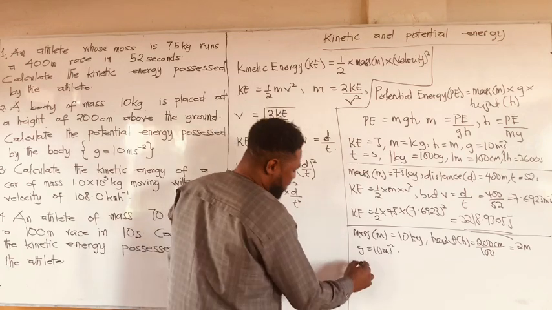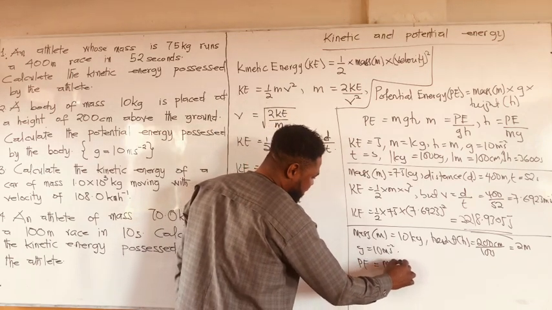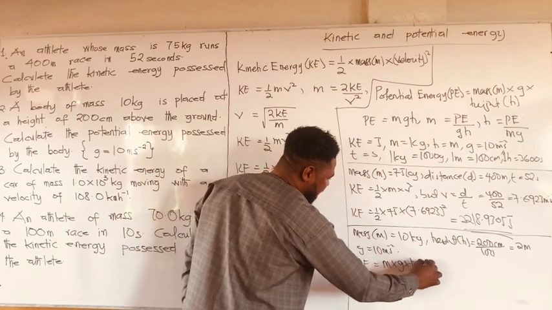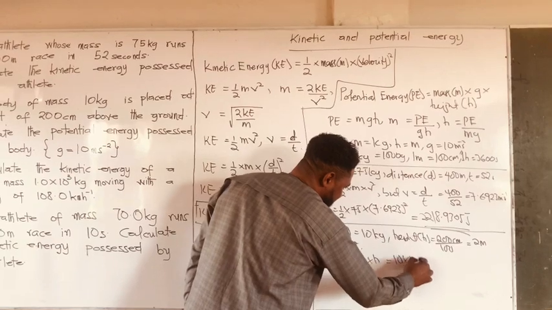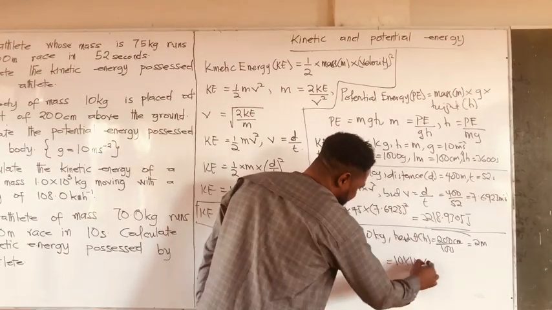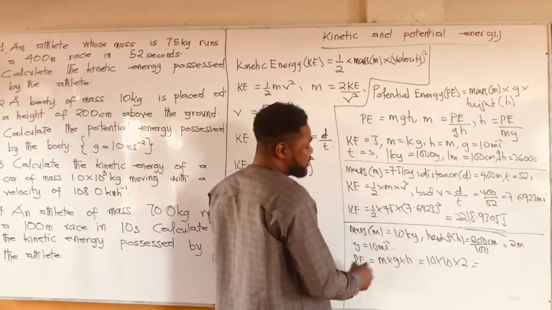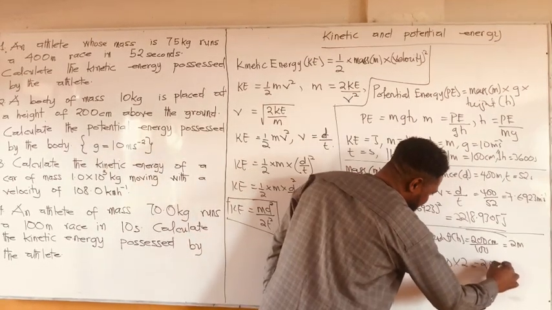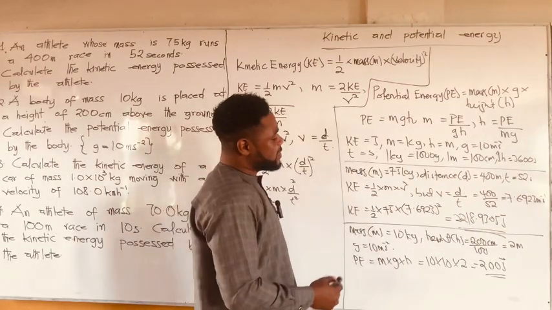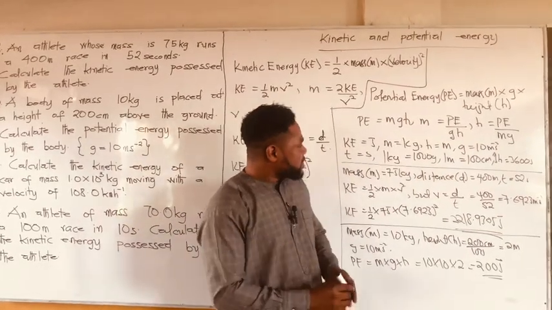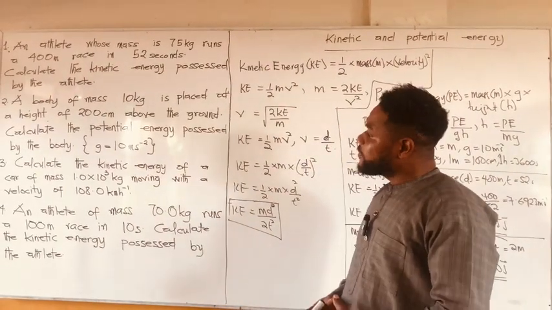So here, our potential energy is equal to mass of the body times gravity times height. So we fix our mass, 10, times gravity, which is 10, times our height, which is 2. And when we multiply this, we are going to get 200 joules. Don't forget that potential and kinetic energy are measured in joules. So this is how we can apply these formulas here to solve these questions.